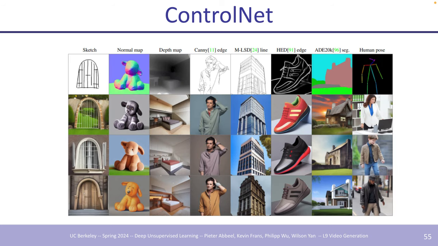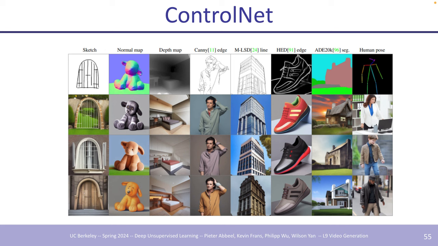And this is kind of what it looks like. So this is for images. The top is an example of that conditioning information: sketches, normal maps, depth maps, Canny, different kinds of edge detections, segmentations, which you just input as RGB. Human pose is pretty popular. There's a lot of uses, like making characters do different dances or something.